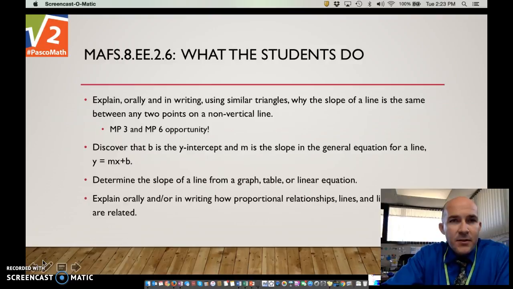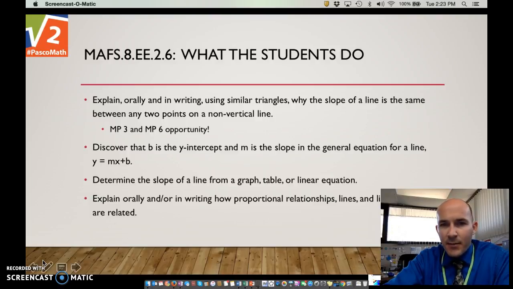So when looking at what the students should be doing for this standard, they need to be able to explain orally and in writing using similar triangles why the slope of a line is the same between any two points on a non-vertical line. A great opportunity for math practice 3 and 6. They also need to discover that b is the y-intercept and m is the slope in the general equation for a line, y equals mx plus b.